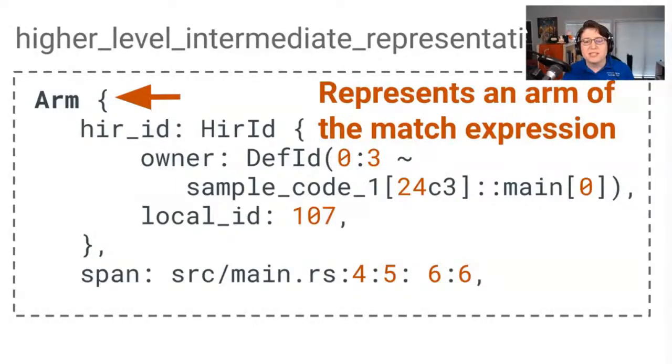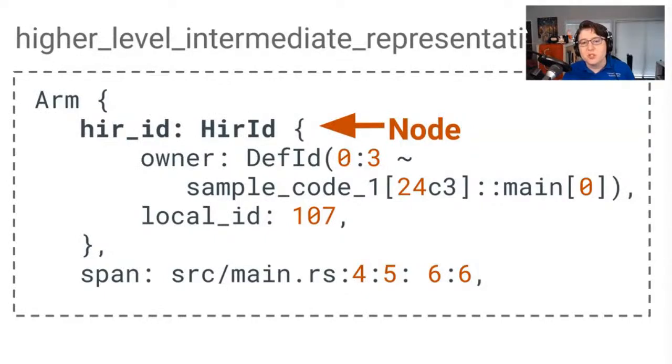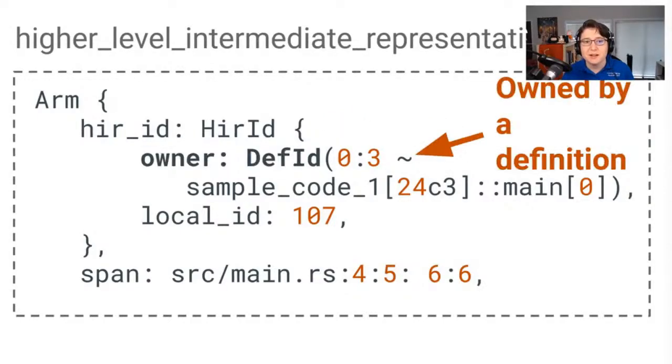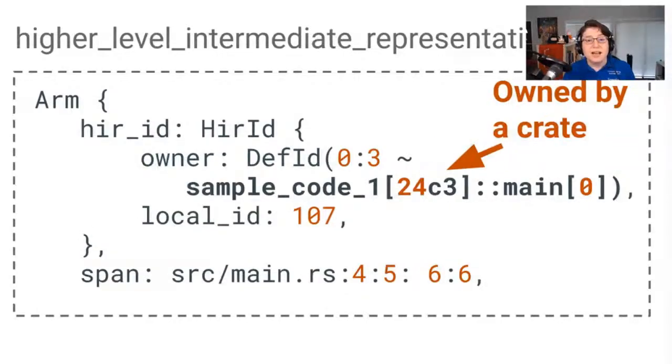This arm struct represents a single arm of the match statement that our for loop desugared into. And in that arm, first we have the HIR ID for this piece of code. This identifies a node within the HIR, or higher level intermediate representation, and that node is owned by a definition. The definition is some top level item in the crate. And that definition data structure is owned by a crate data structure. So our for loop is a node within a definition within our crate. And that's how we can identify where this node corresponds to our original code.